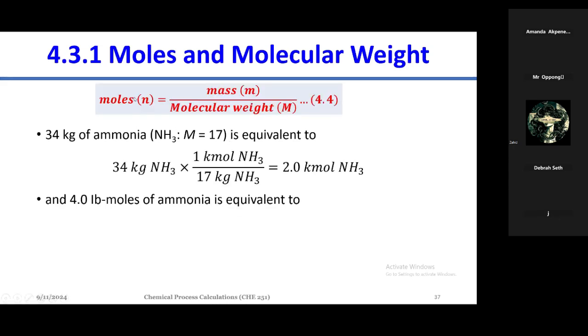So from here, you can use the formula. Mole is mass over molecular weight. So when you want to find your moles, you just have to divide the mass by the molecular weight, and then you are good to go.